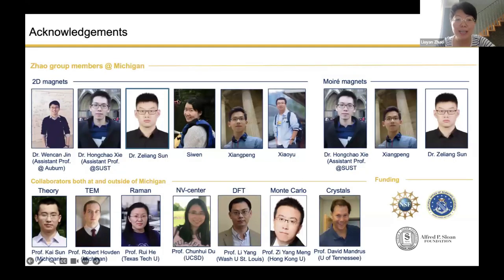So finally, I just want to thank the team who made this work possible. The work is carried out by my postdoc, Zeliang Sun. The collaboration has been done in terms of theory with Kai Sun at Michigan, DFT calculation with Liuyan at Washington University, St. Louis, and Monte Carlo calculation with Ziang. Transmission electron microscopy measurements were in collaboration with Professor Robert Houghton at Michigan, and magnetoraman spectroscopy were in close collaboration with Professor Rui He at Texas Tech. And the single crystal nickel phosphorus trisulfide is from Professor David Mandre's group.